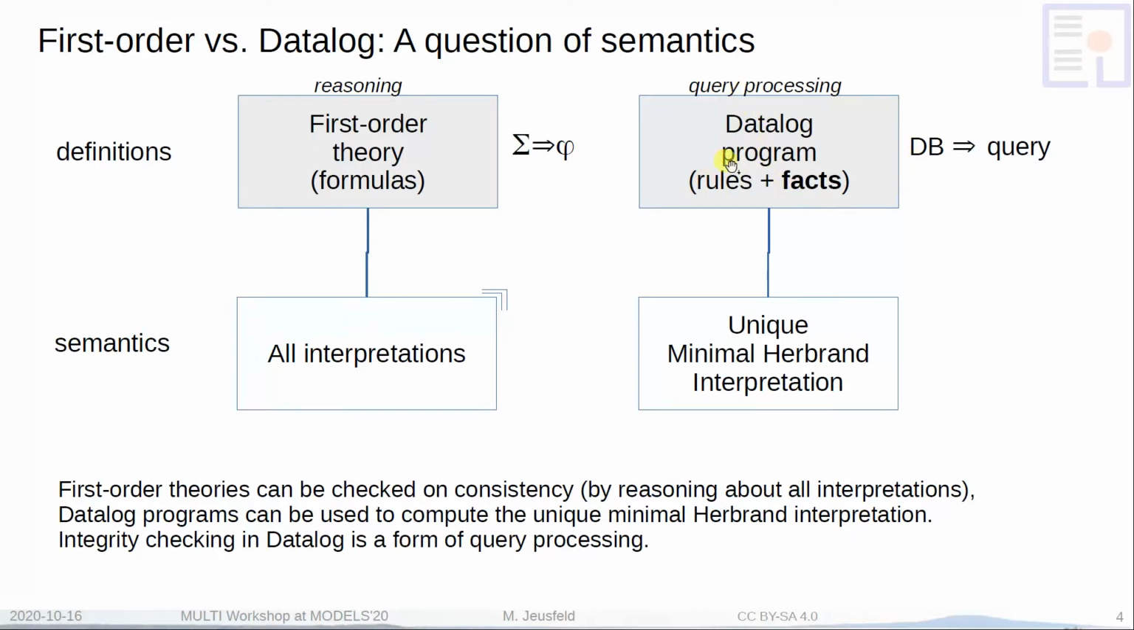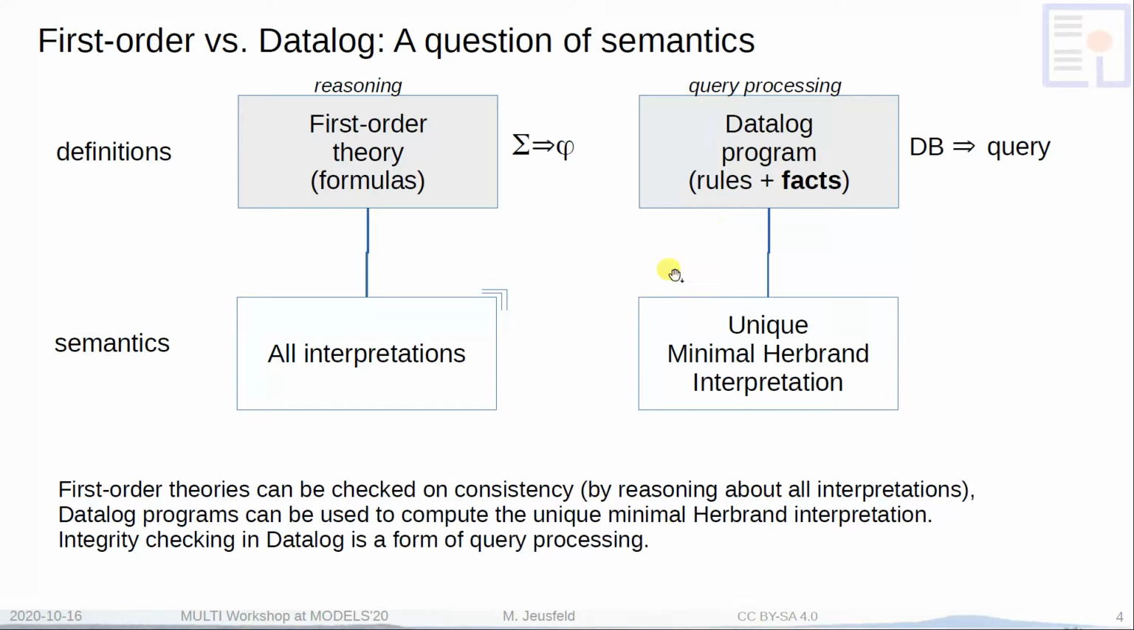You can do some reasoning here, but it's mostly used for finding out which facts are the consequence of this Datalog program or database that consists of rules and facts. And that is done by computing the unique minimal Herbrand interpretation, which is always finite if you stay within the restrictions of Datalog with negation. So you can compute this unique minimal Herbrand model, and query answering is to check which facts are in the unique minimal Herbrand interpretation. Then this is the answer to a query. The query definition would be just some rules that define the query.